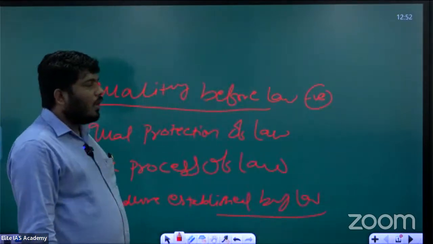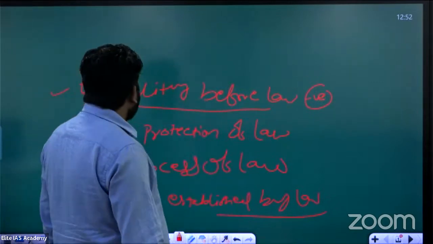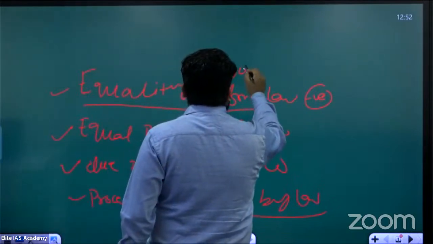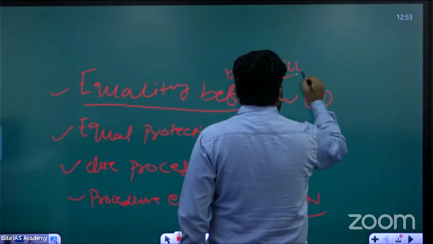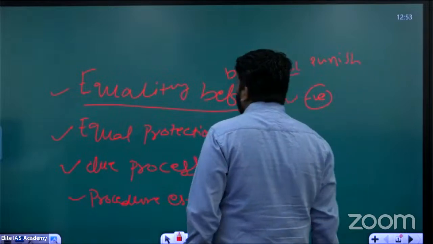Suppose a son of Ambani has done some criminal activity, and I have also done the same criminal activity. So both will be punished under this equality before law, and both will get the same quantum of punishment. So both will be punished. Since the word punish is used, that's why it is negative.